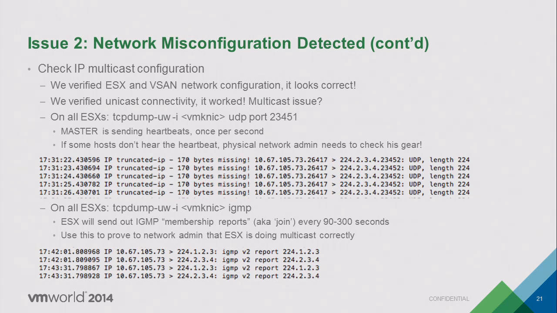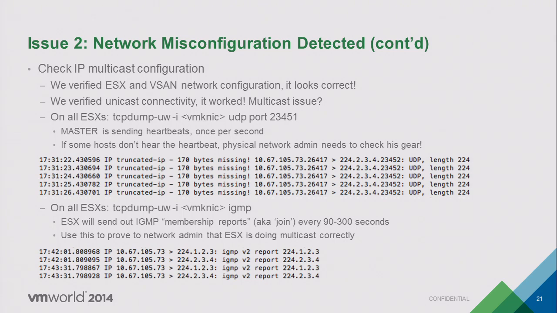Anyway, so what do you do? You run tcpdump. You've probably done that before. You can do it on ESX. You put it on the particular VMkernel port, and you filter on the UDP port number that vSAN uses for multicast. What you will see is that vSAN sends a master heartbeat every second. That heartbeat should be seen by every other host. If it's not seen, you have a network problem. So in this case, the host sees its own heartbeat, but it doesn't see the heartbeat of the other host that's also claiming to be a master, so we clearly have a networking problem.